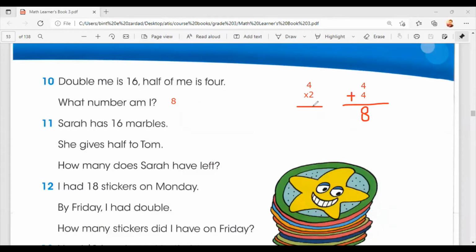2 four times or 4 two times. Like this we can make the double of any number. And for half, we need to divide it by 2. For double, we multiply, or we add the same number to itself. And when we are making half, we need to divide by 2.